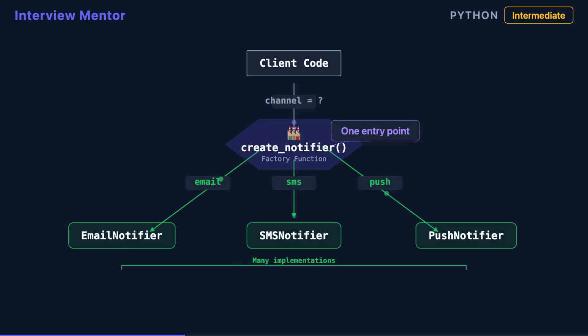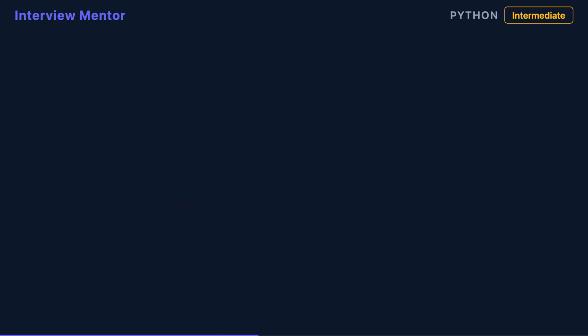Factories shine when you have a family of related classes. Imagine a notification system that sends email, SMS, or push messages. A factory maps a channel string to the right class, so adding a new notification type means updating one dictionary, not hunting through your entire codebase.